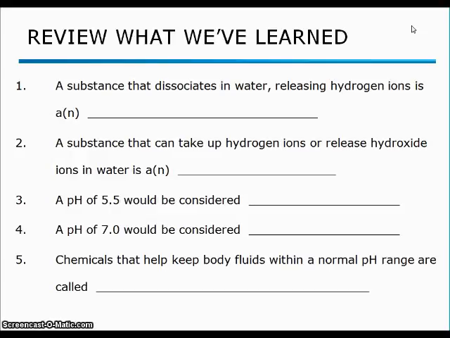Welcome back. So our answers for these questions, number 1, a substance that dissociates in water releasing hydrogen ions is an acid. Number 2, a substance that can take up hydrogen ions or release hydroxide ions in water is a base. A pH of 5.5 would be considered an acid. 7.0 is neutral. And chemicals that help keep body fluids within a normal pH range are called a buffer. And that is the end.